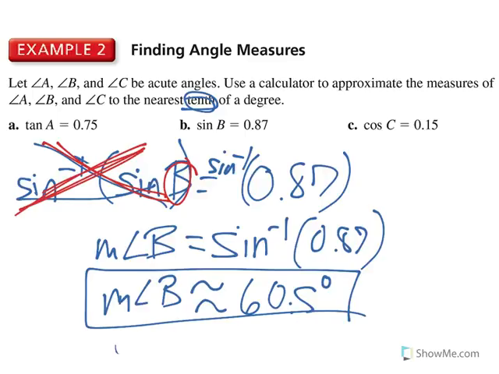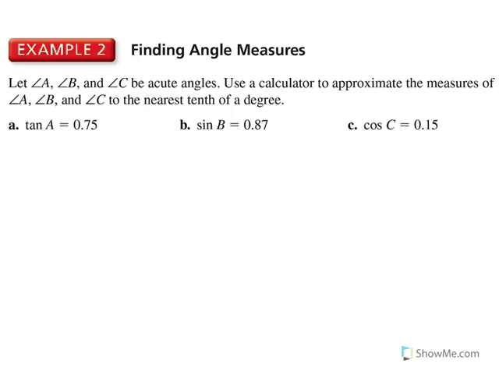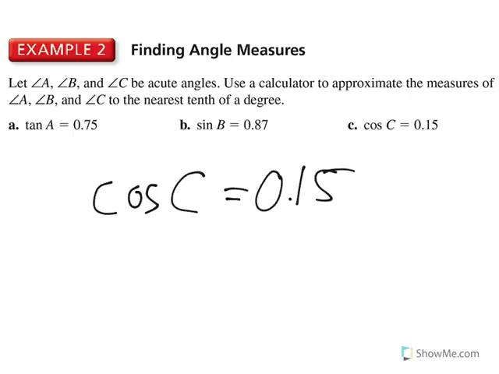And so as you can imagine, the last one's going to be pretty much the same thing. And so I'm just going to write it out again. So I have cosine of C is equal to 0.15. Again, I'm going to emphasize you need to be calling these properly. Don't come up to me and say, okay, I have cos C. That is not correct. You have cosine C. This is just an abbreviation, cosine of C.